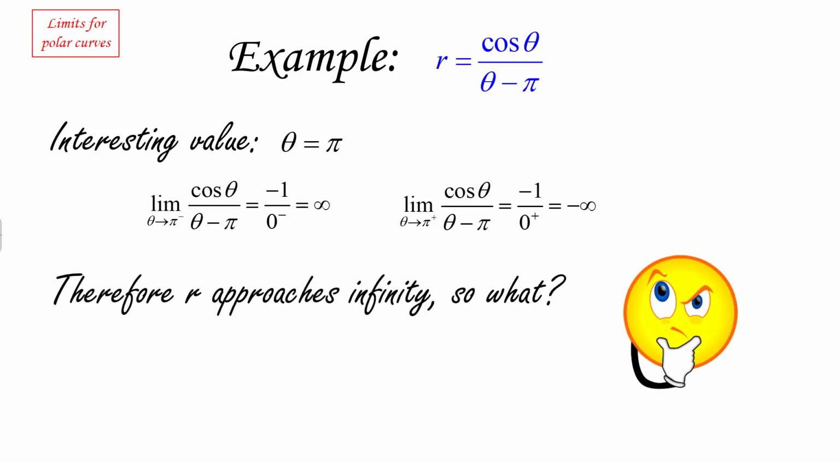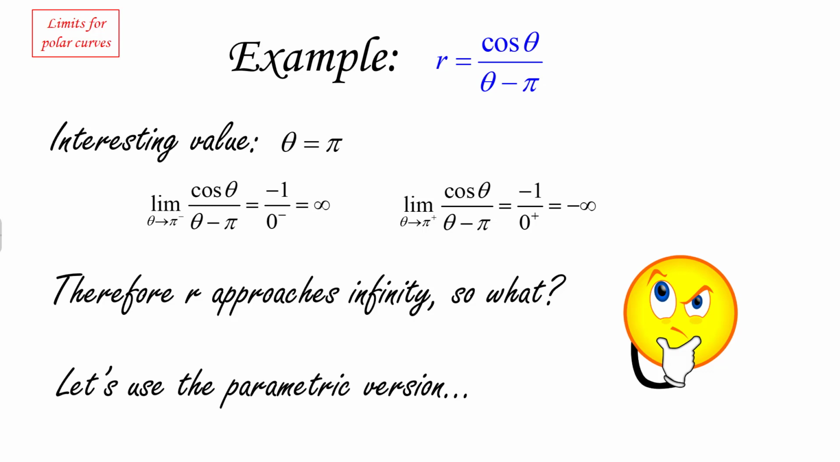So what? What does that mean? Does the function have a horizontal asymptote, a vertical asymptote, an oblique asymptote? Is it going out in a spiral? What's happening? We don't really have a clue. So what we need to do is actually use the parametric version.